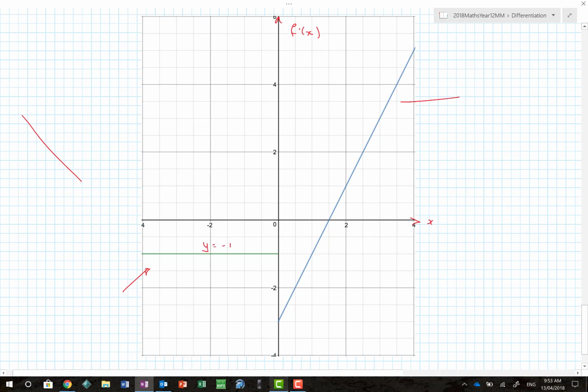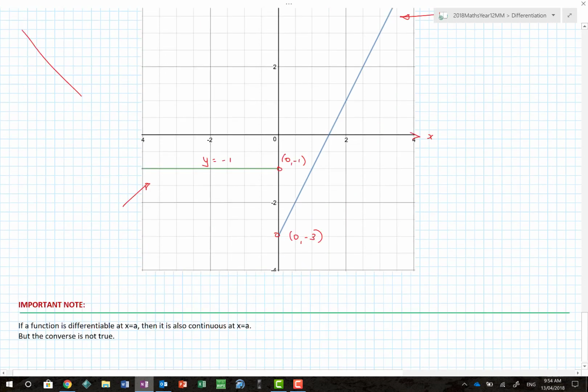Because on this side the original function was a quadratic, when we differentiate that, we end up with a straight line. And again, my graph didn't do the open circles, but I would have to put open circles on there. And don't forget to label that as (0, -1) and (0, -3). That's really, really important.